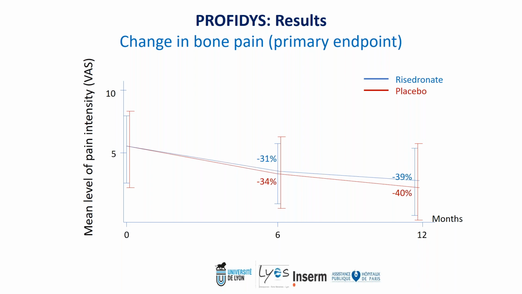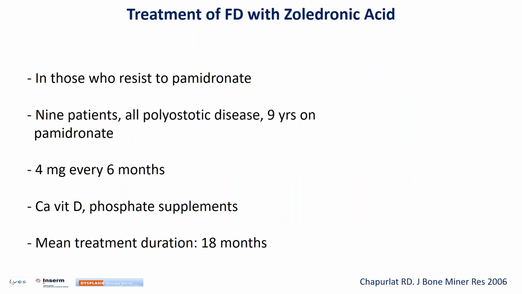So clearly, we shouldn't use oral bisphosphonates, probably because they are not potent enough, and we turn to IV bisphosphonates like Pamidronate or Zoledronate. We have used this more potent bisphosphonate in patients who are resisting or relapsing on Pamidronate, and we found an additional effect in terms of bone pain, but that was not very substantial. The mode of administration was 4 milligrams every 6 months.